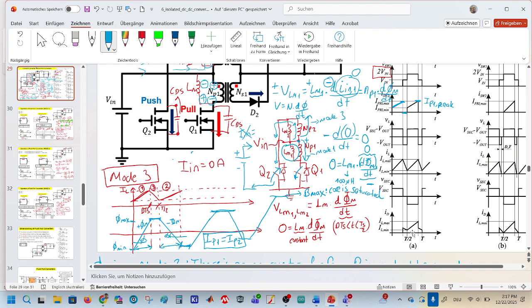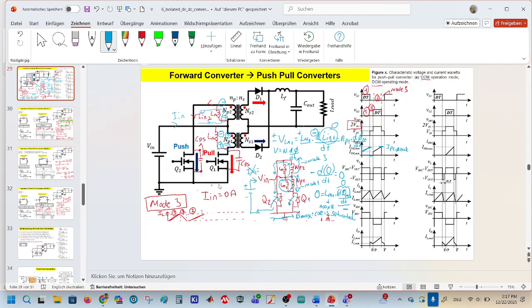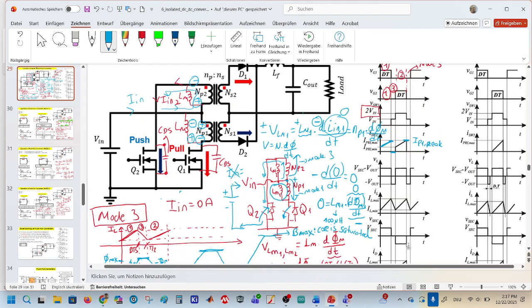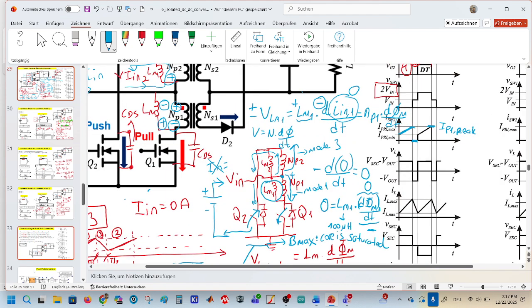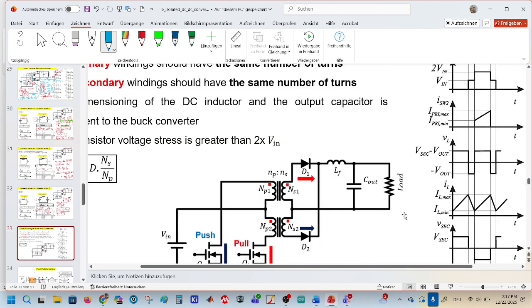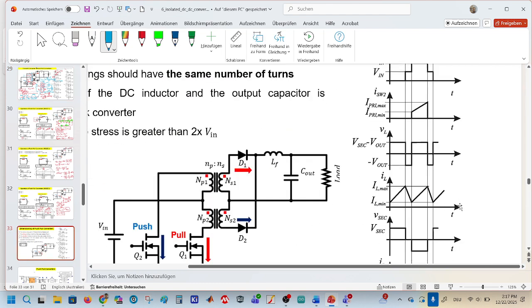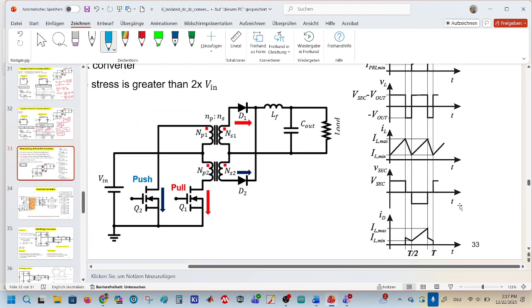Let's look at the secondary side. Because on the secondary side here, maybe there is an interesting waveform of the diode. I don't know if you had seen before such kind of current waveforms on these diodes here.